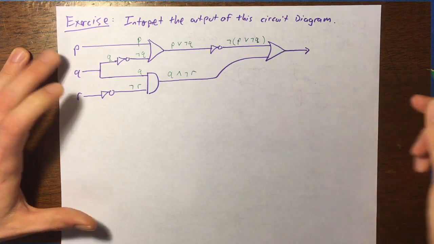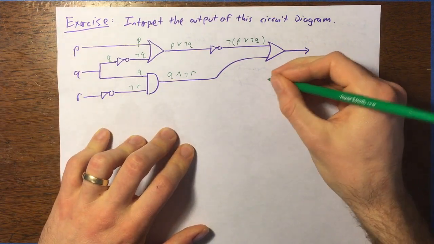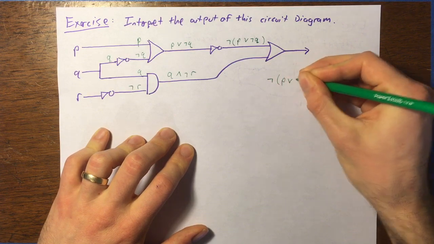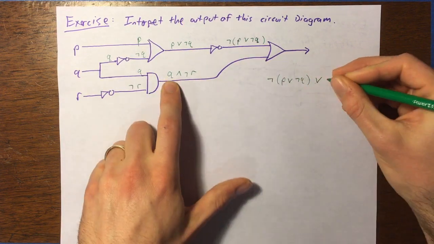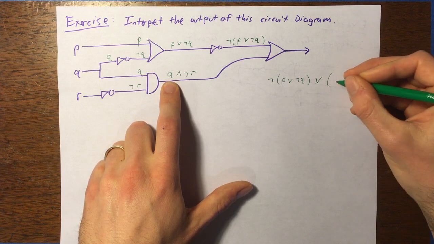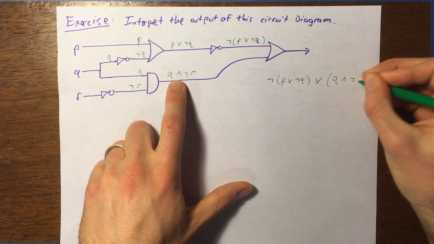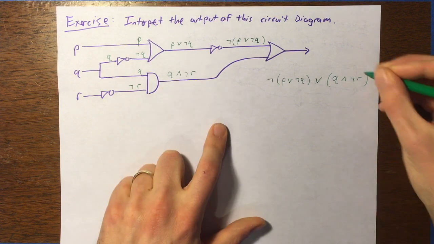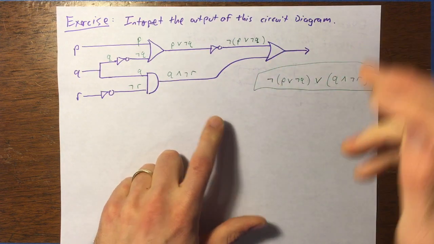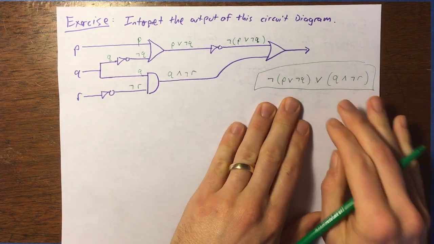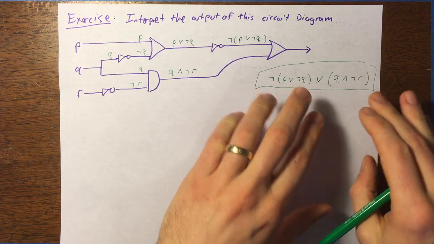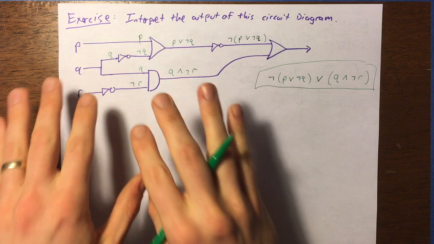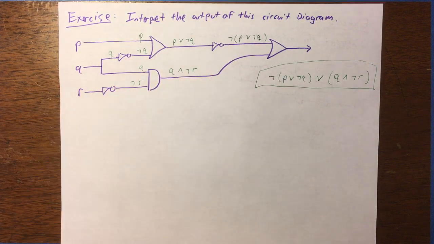So now the result over here is going to be the negation of P or not Q, or this thing, which I'm going to put in parentheses, Q and not R. That is literally the exact compound proposition that is being computed by this circuit.